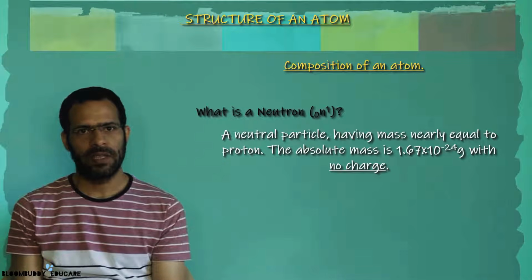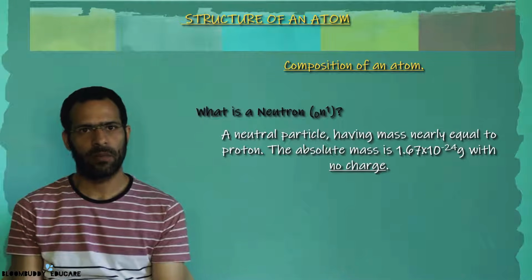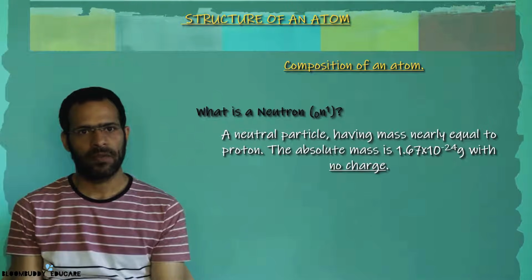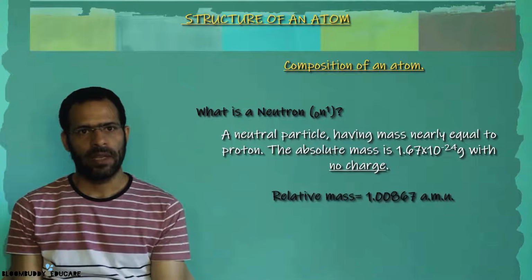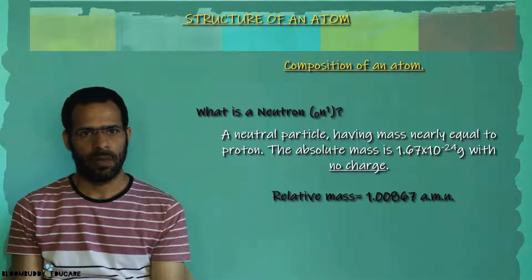Similarly, neutron, which is present in the nucleus, is a neutral particle of an atom having mass very nearly equal to that of the protons. Its absolute mass is around 1.675 into 10 to the power minus 24 grams and has a relative mass of around 1.00867 atomic mass units. However, neutron has no charge. That's why this is a neutral particle.